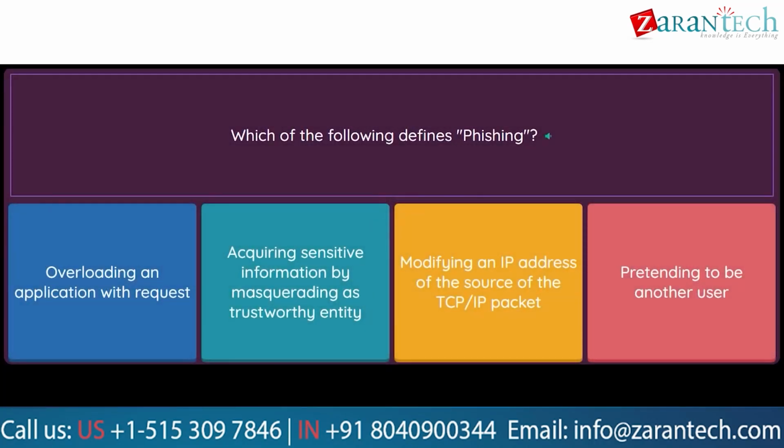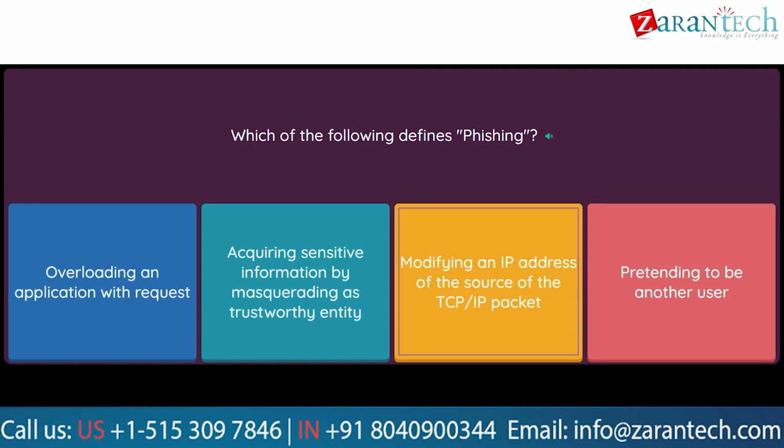Question: Which of the following defines phishing? Option 1 Overloading an application with requests. Option 2 Acquiring sensitive information by masquerading as a trustworthy entity. Option 3 Modifying an IP address of the source of the TCP/IP packet. Option 4 Pretending to be another user.